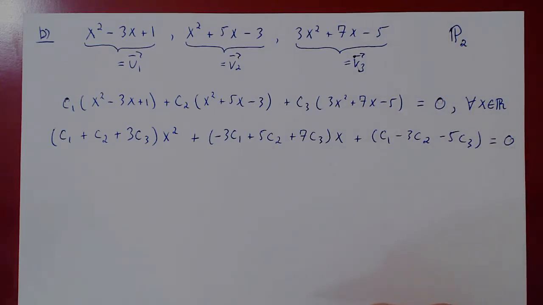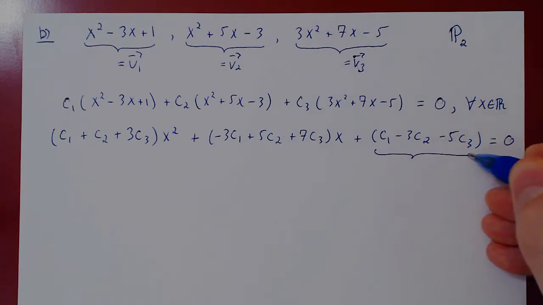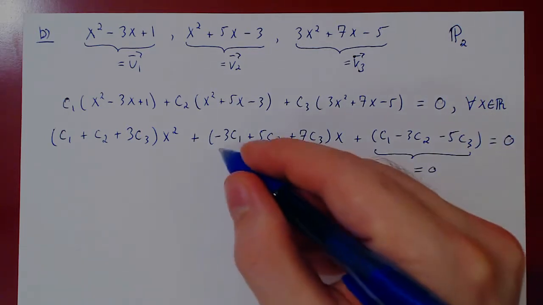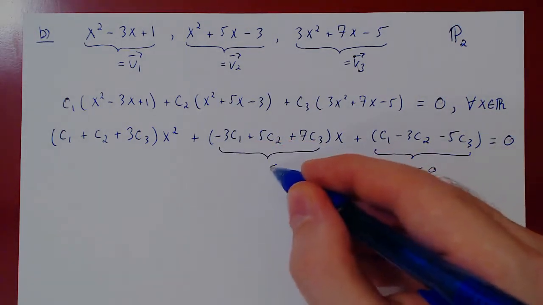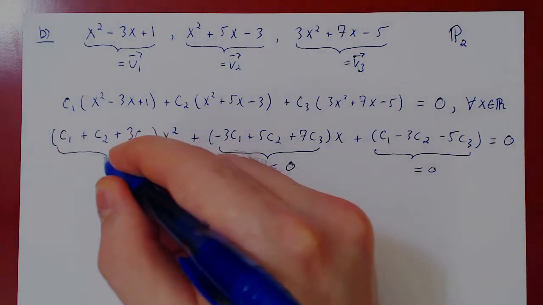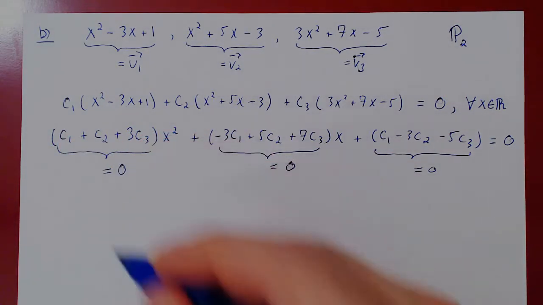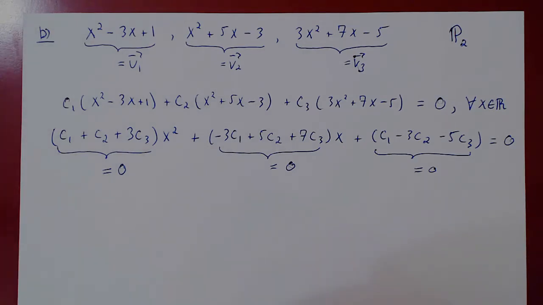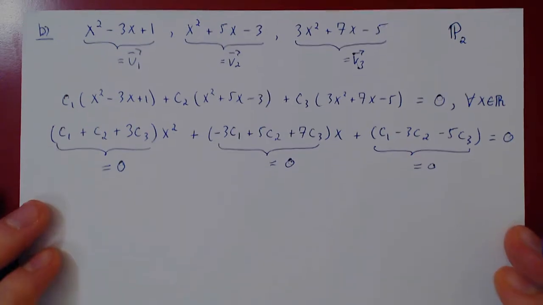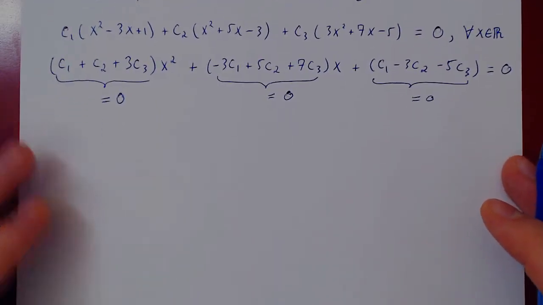But if you think of it, the zero polynomial is the polynomial where all the coefficients are equal to 0. So the constant term must be equal to 0, the linear term must be equal to 0, and the quadratic term must be equal to 0. This is the only way to obtain the zero polynomial. And if you notice, once again, we have a linear system in the three coefficients c1, c2, and c3. So we can solve for those coefficients by solving the corresponding linear system. Let's construct the augmented matrix.